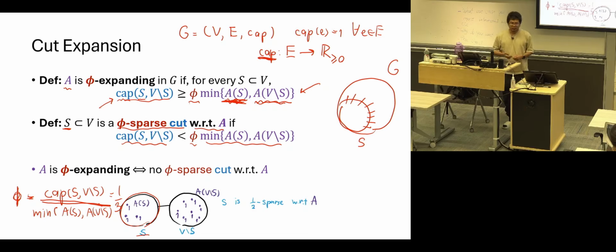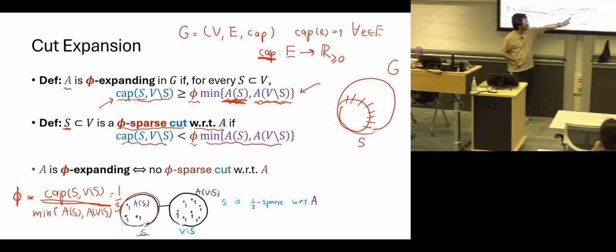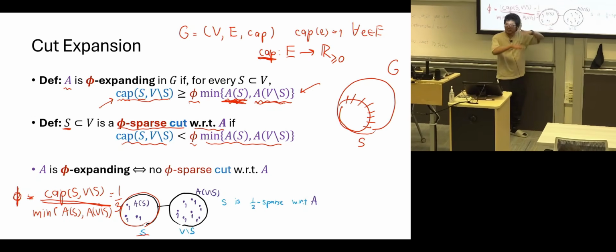So the intuition is that if you can find a cut such that you remove a small capacity of edges and separate A in a balanced way, then phi would be small. A phi sparse cut with very small phi means that you just remove some small thing and you separate a lot of things. You look at the ratio, how much energy you need to spend to separate a lot of things from each other.